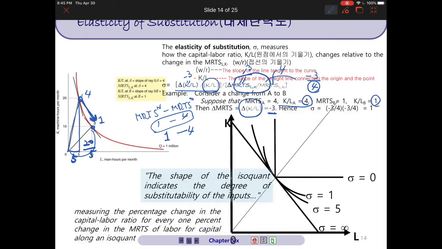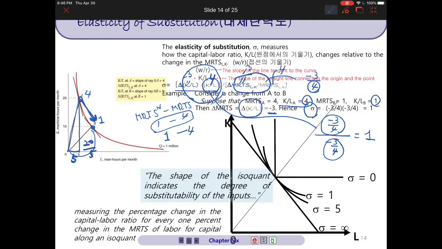What about the original capital labor ratio? It was 4, right? Then the way I wrote it is -3 over 4, right? That's from here, divided by the same 3/4. The same thing means the value will become 1. So here the elasticity of substitution becomes 1, right?